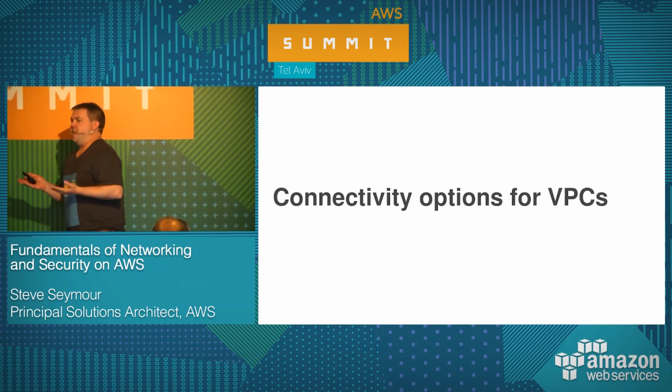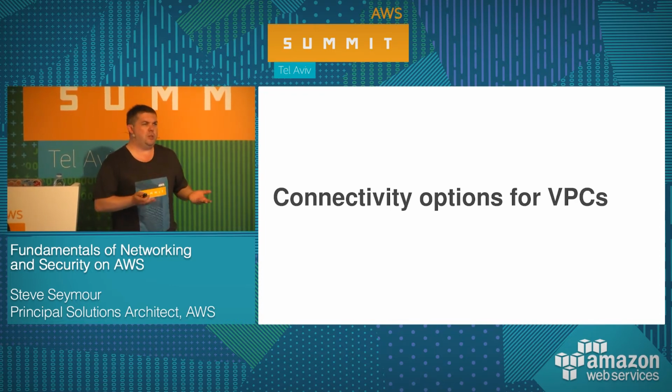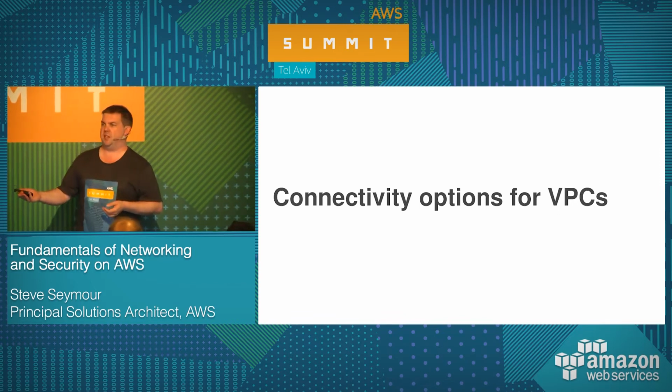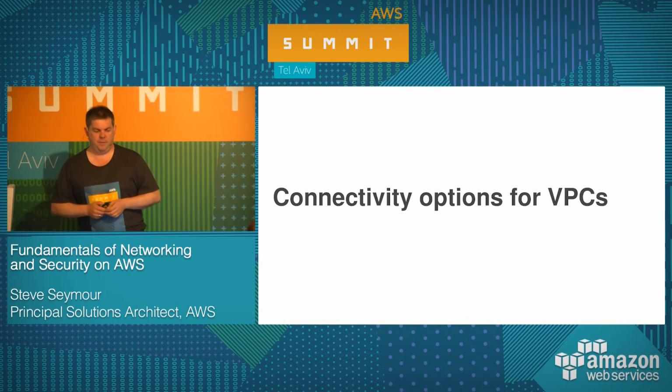So we've now got our internet-connected VPC. What if we want to connect to something else? Well, what else might we want to connect to? Well, we might want to connect to our on-premises infrastructure, our data center. We might even want to connect to other VPCs. So how do we actually do that?